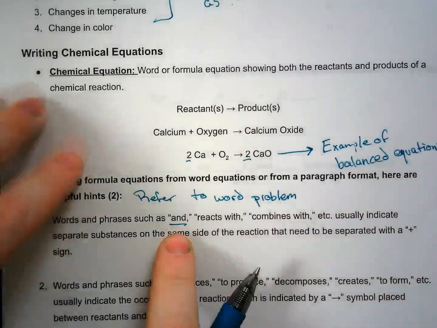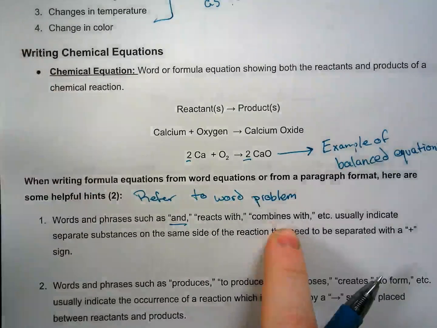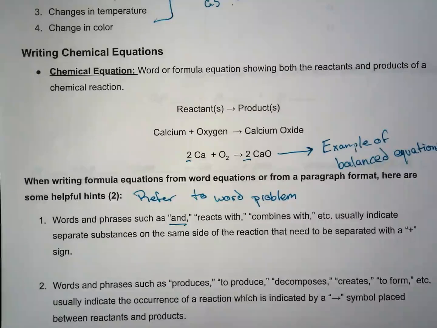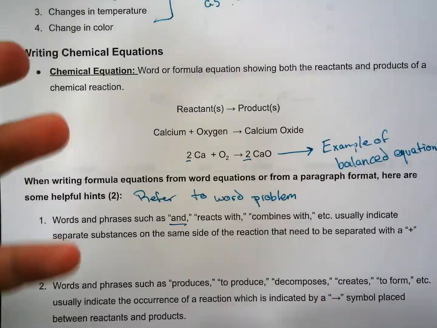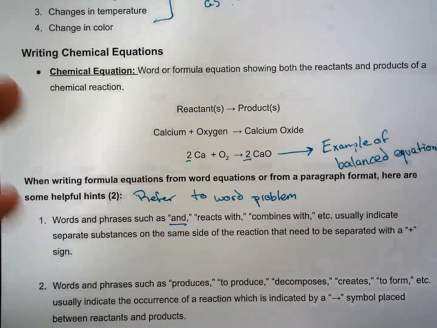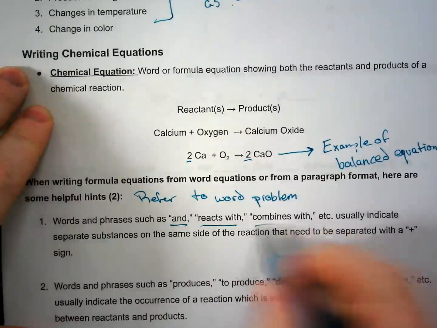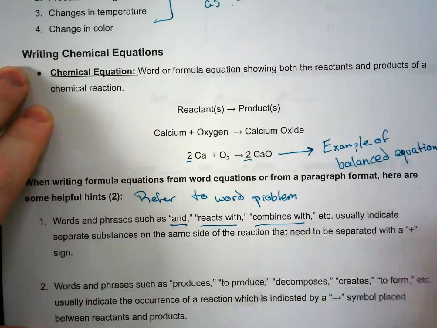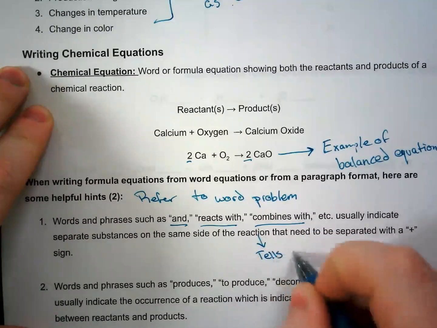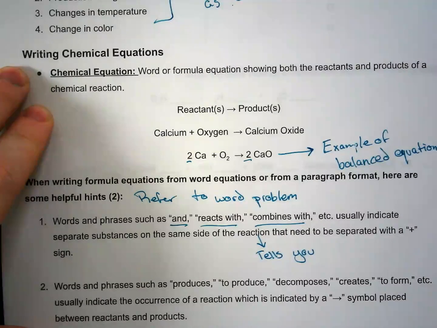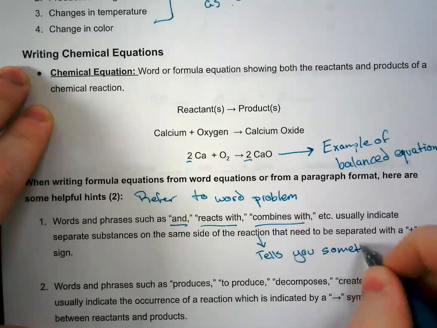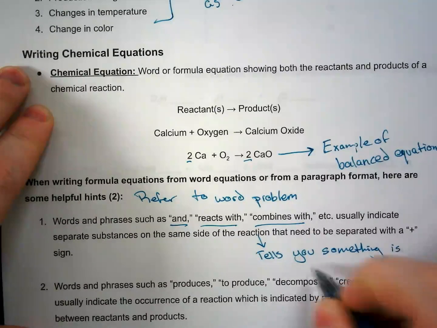If you see the word and, if you see reacts with, if you see combines with, that should tell you that something is happening between one or more substances, and it's going to more or less produce something, or eventually turn into something. A lot of times this will be the reactants on the reactant side. So I'll write this: it tells you, like it says here, something is happening.